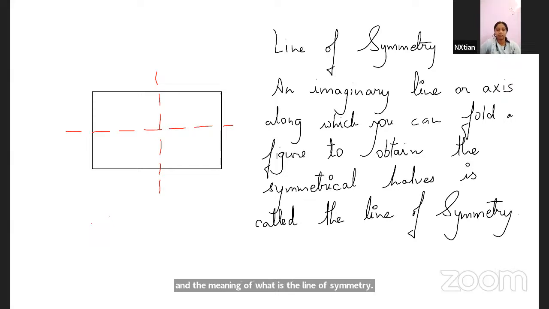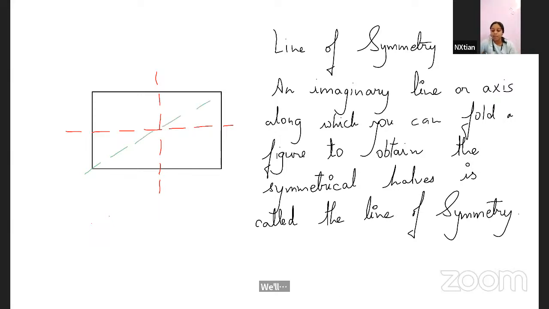Ma'am, can you draw it from the diagonals as well, like from the corners? Diagonals as well. I mean, you can draw it, right? I can draw the diagonals too. But since this is a rectangle, if you draw it from the diagonals, will that be a symmetry as well? Yes, ma'am. It is a symmetry. Yes, it is going to be a symmetry if we draw the diagonals as well.